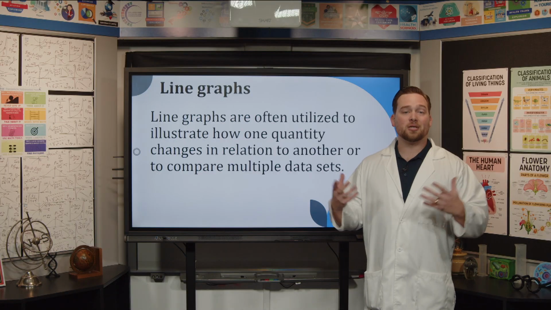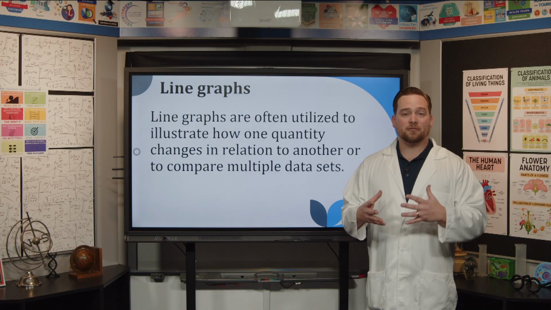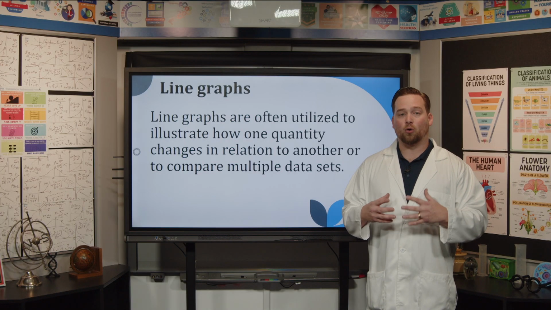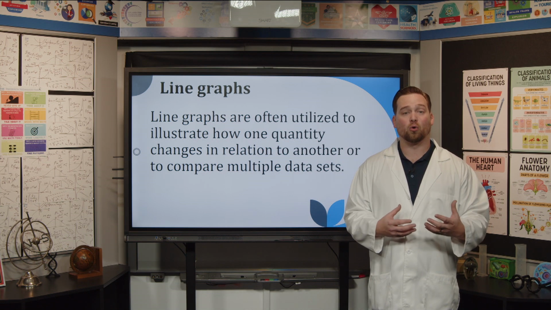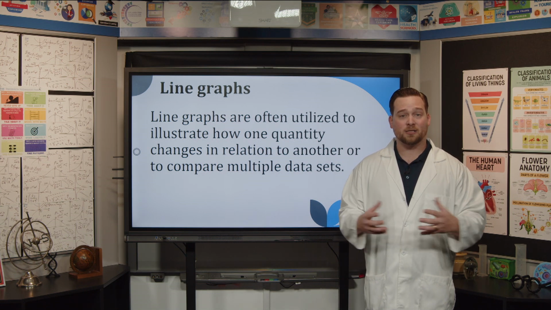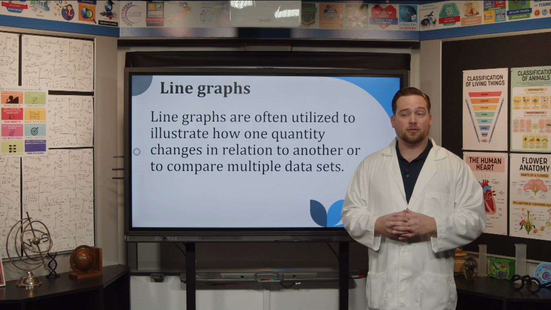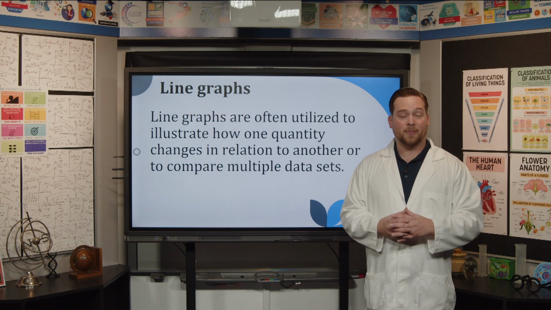So next up is line graphs. Line graphs are often utilized to illustrate how one quantity changes in relationship to another, or to compare multiple data sets. Line graphs are used a lot to show change over time as well, okay?